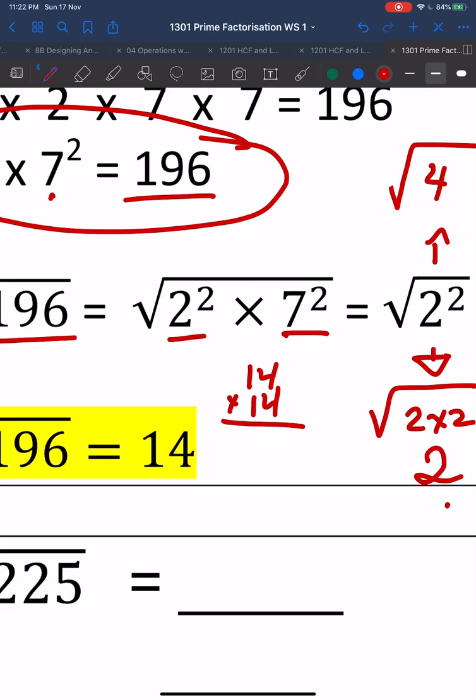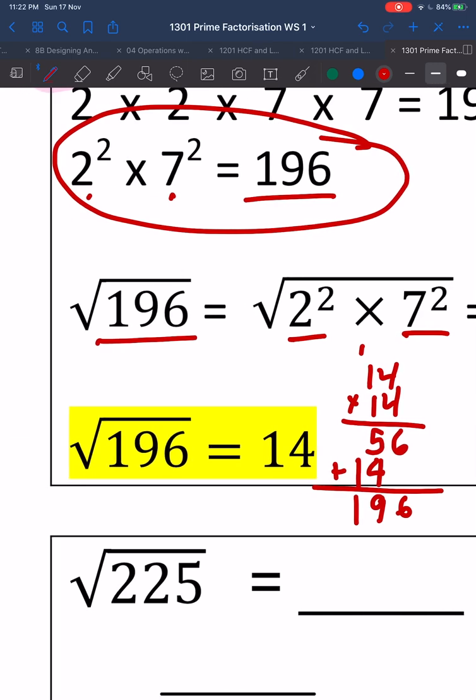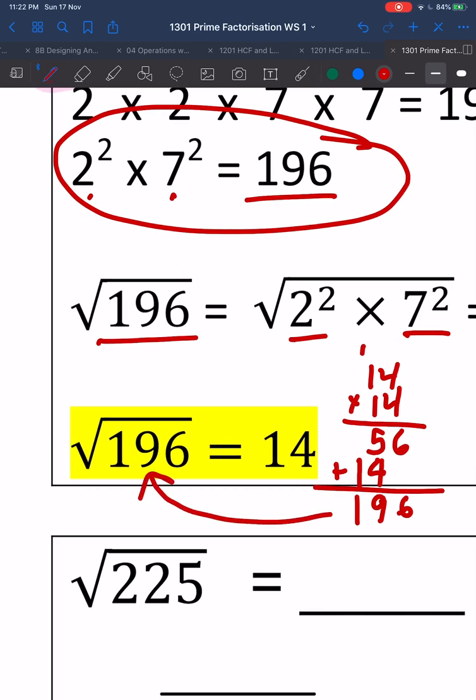Let's check. 4 times 4 is 16. Carry 1. 4 times 1 is 4. Plus 1 is 5. 1 times 4 is 4. 1 times 1 is 1. So this is 196. See? So that means 14 multiplied by itself is 196. Therefore, the square root of 196 is 14 because we multiplied 14 by itself twice to get 196.